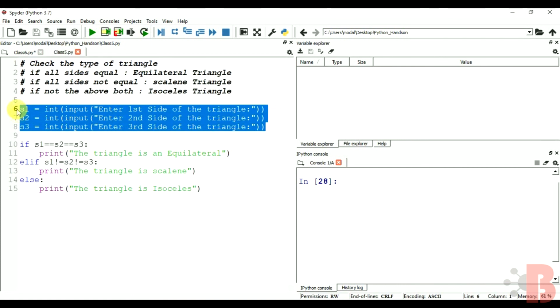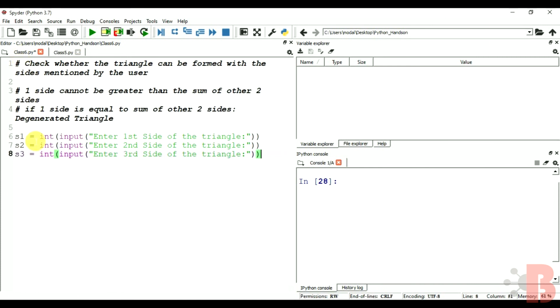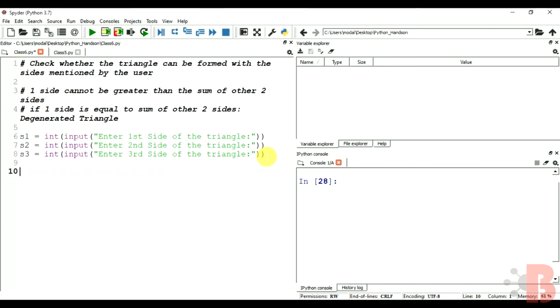We'll use the previous day's code to get the sides. Now we got the sides S1, S2 and S3. We'll create an if statement. If S1 is greater than S2 plus S3, then we cannot form a triangle. But if S2 is greater than S1 plus S3, still we cannot create a triangle. So we will have to see all the three combinations.